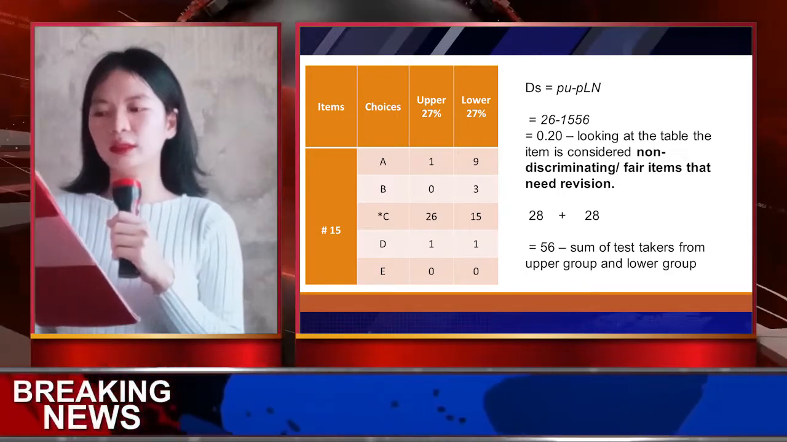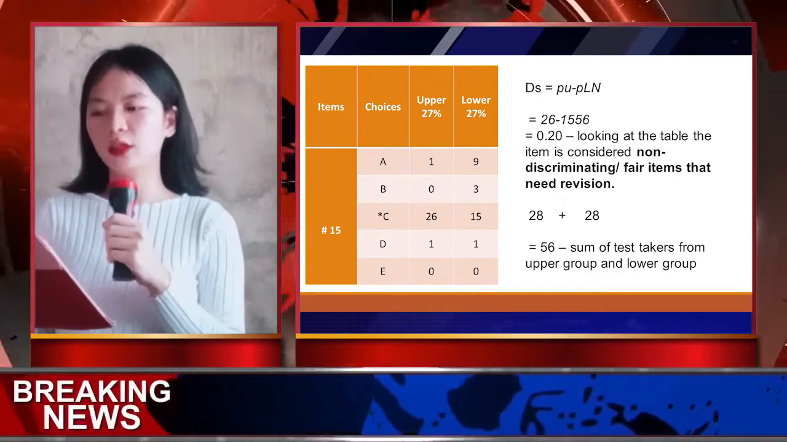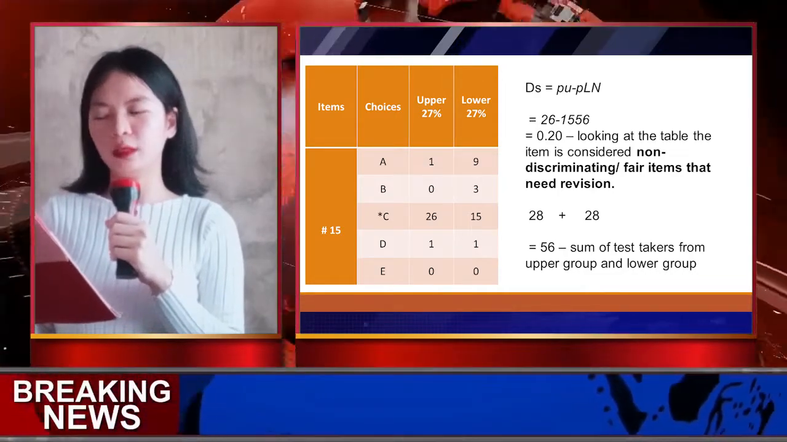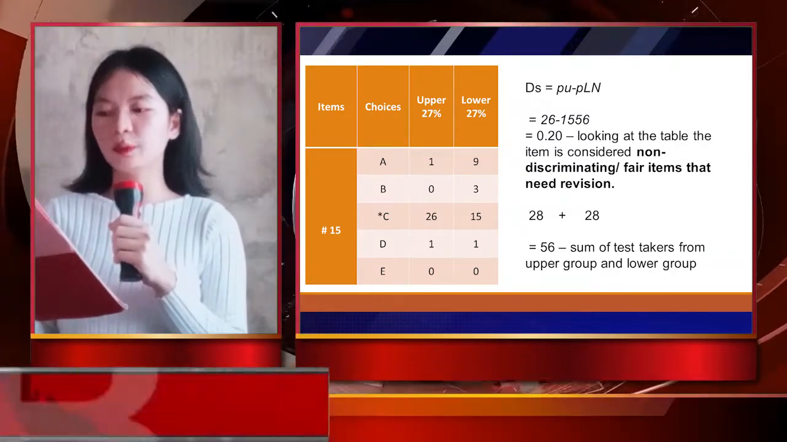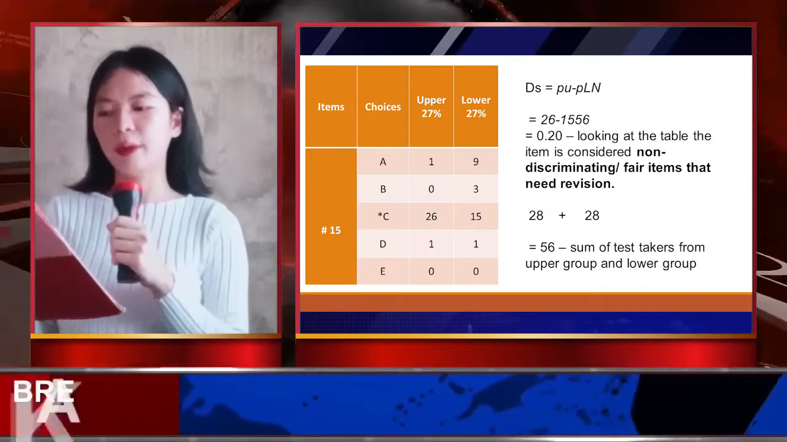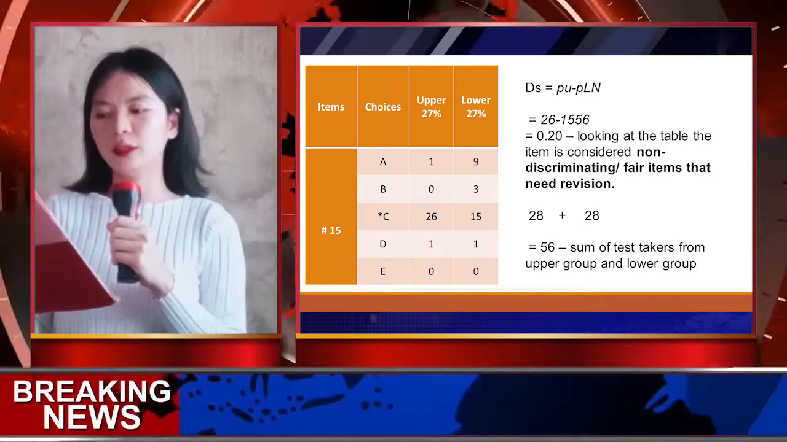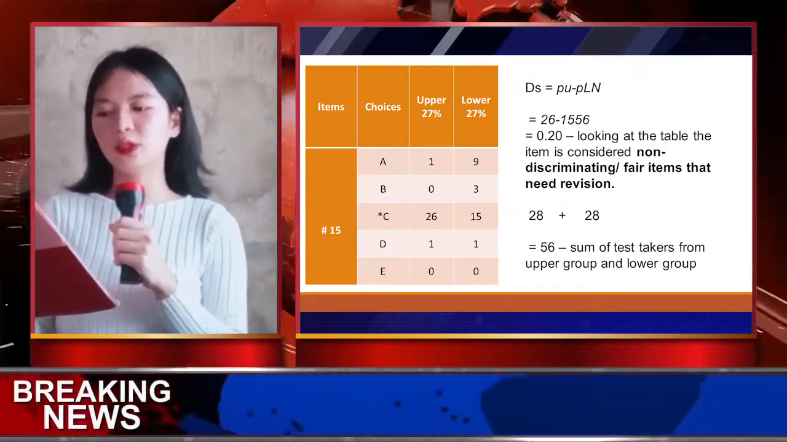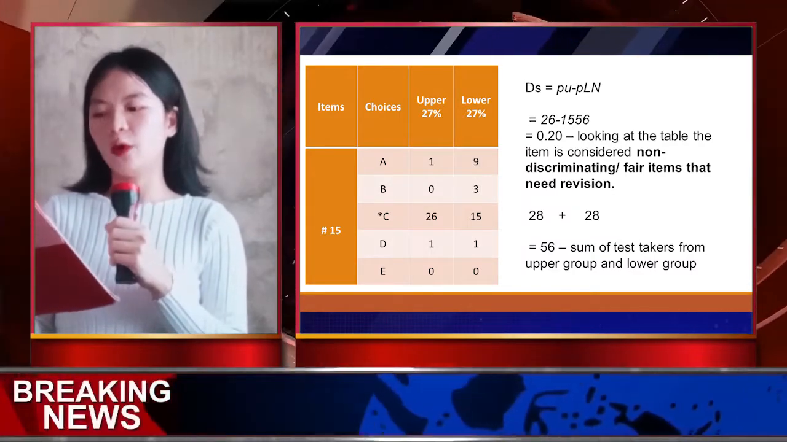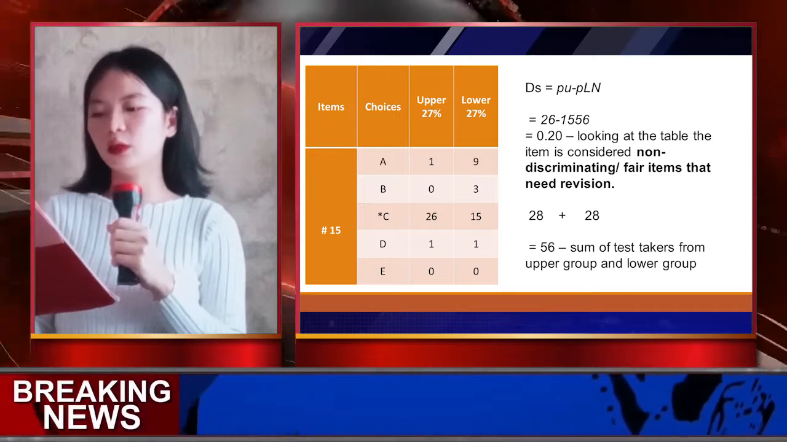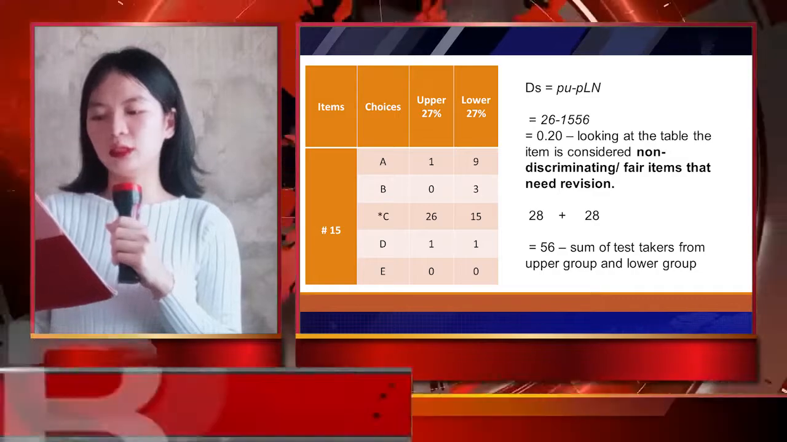Now, we will take choice C, where the upper group's correct response is 26 and the lower group's correct response is 15. The formula is: discrimination index is equal to PU minus PL divided by the total number of takers. Now, 26 minus 15 divided by N, which is 28 plus 28, the sum of the test takers, equals 56. Now, equals 0.20. Looking at the table, the item is considered non-discriminating and needs revision.